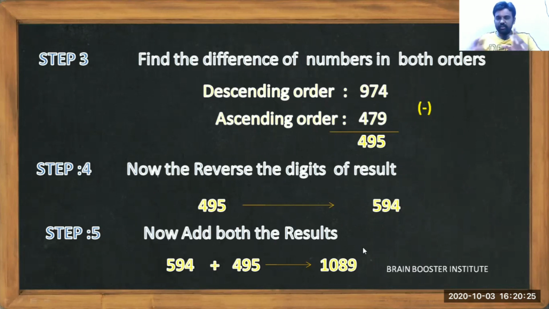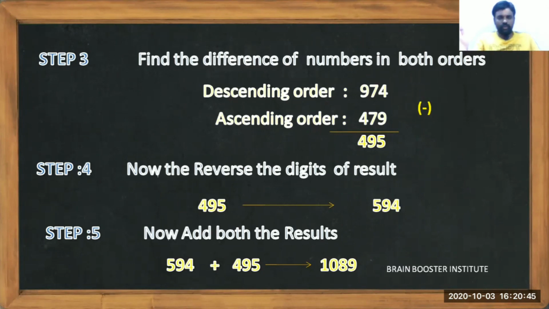1089. You won't get any other number. Step 1, you choose any three-digit number except 100, 101, 110. And step 2, what do you do? Arrange the digits of the number in descending order and ascending order. And step 3, find the difference of the numbers in both orders.